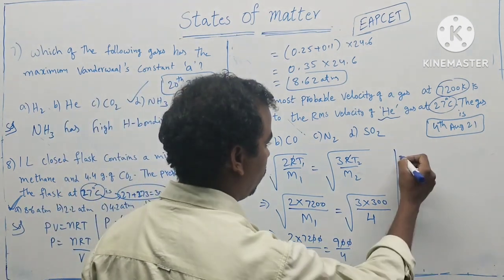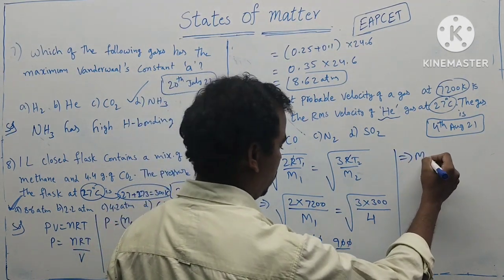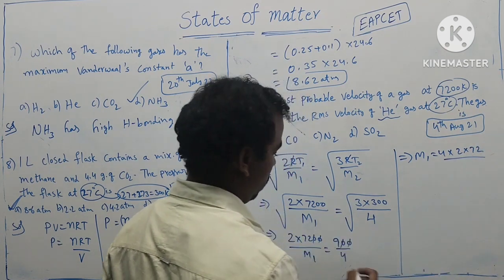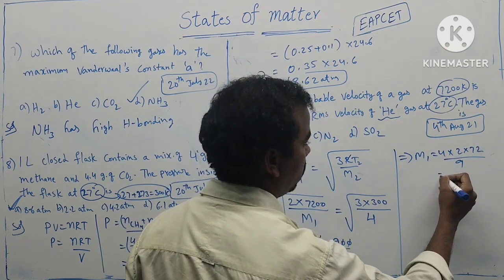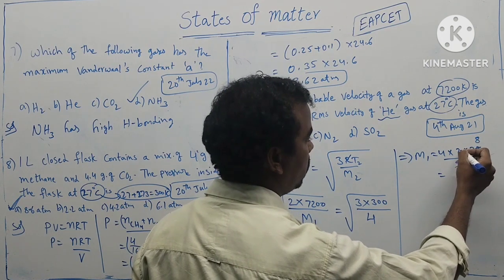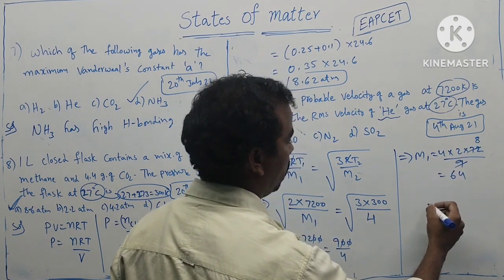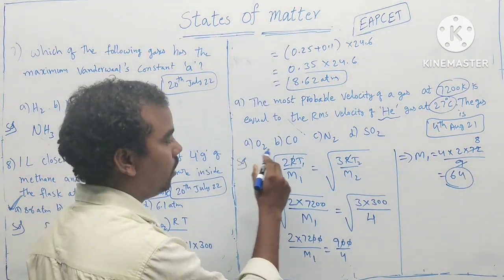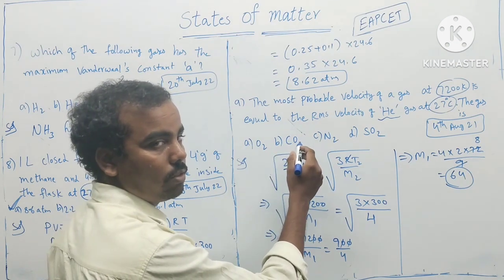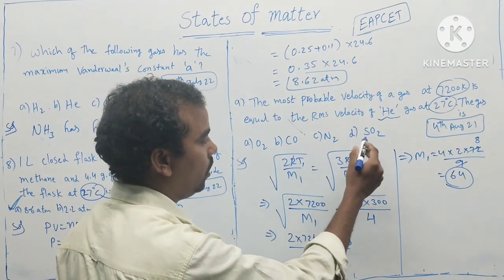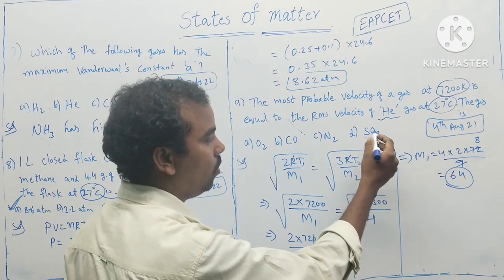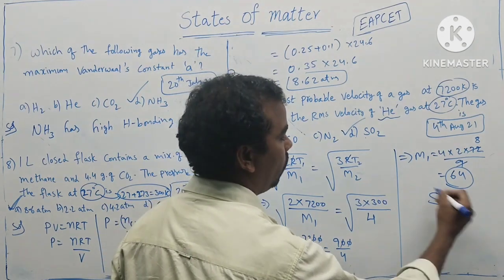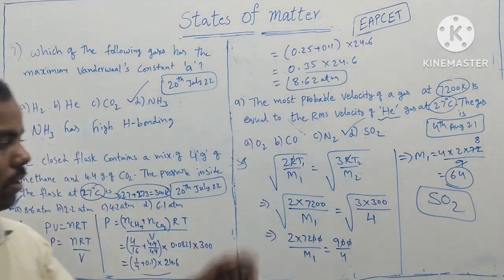So m1 is equal to 4 into 2 into 72 by 9. 9 into 72 is 8 times. 8 into 2 is 16, 16 into 4 is 64. So the 64 molecular weight compound: O2 means 16 plus 16, 32. CO means 12 plus 16, 28. Nitrogen 14 plus 14, 28. Sulfur dioxide: sulfur 32, 2 oxygen 32, 64. So the answer is D. The 64 molecular weight compound is sulfur dioxide. Okay, note this.